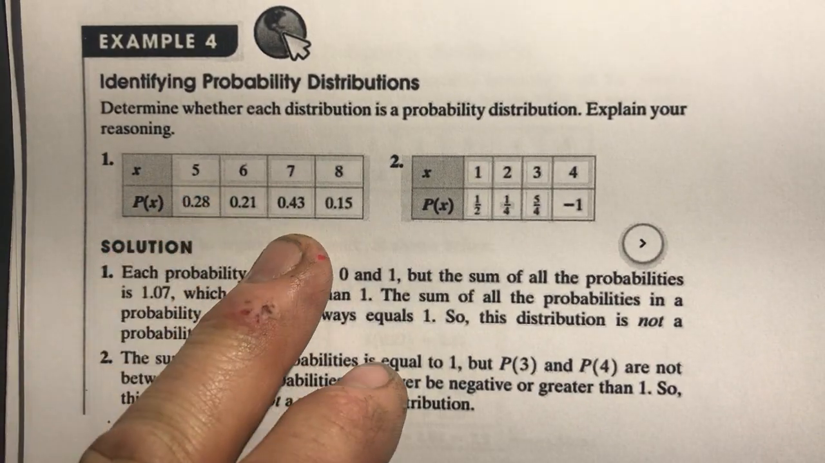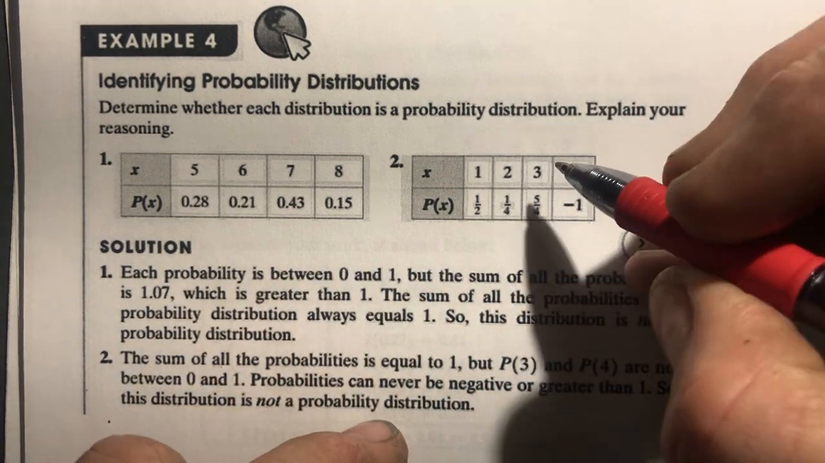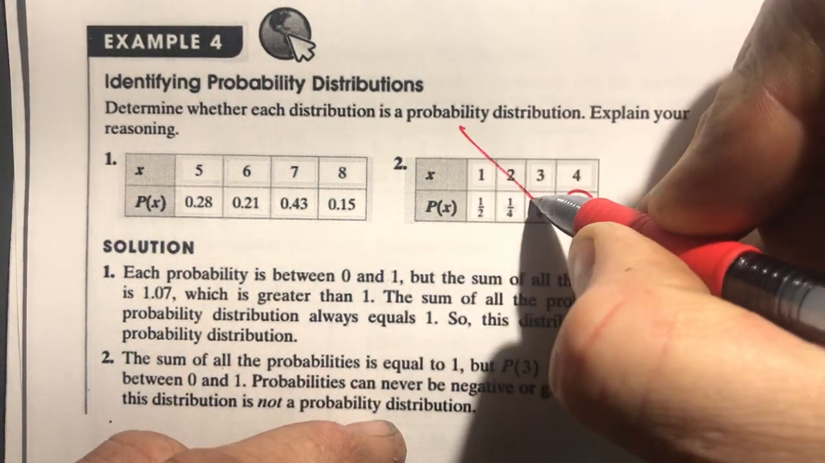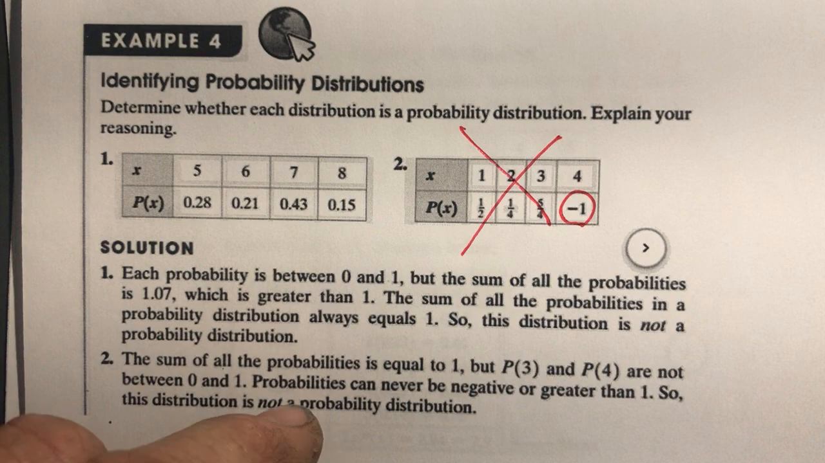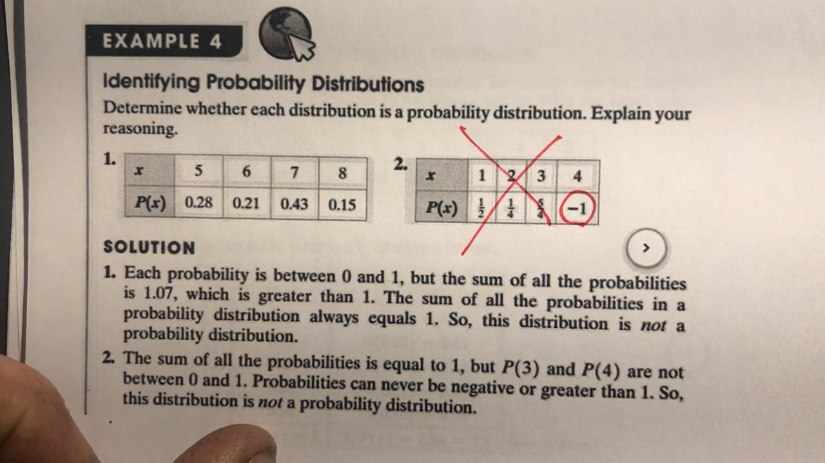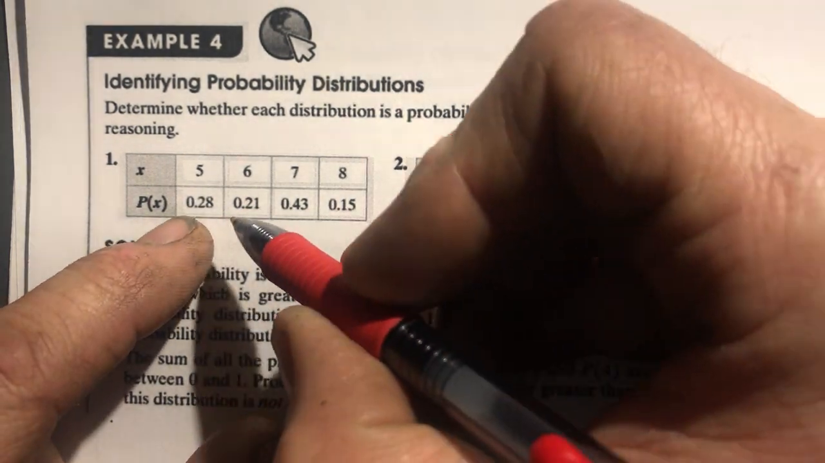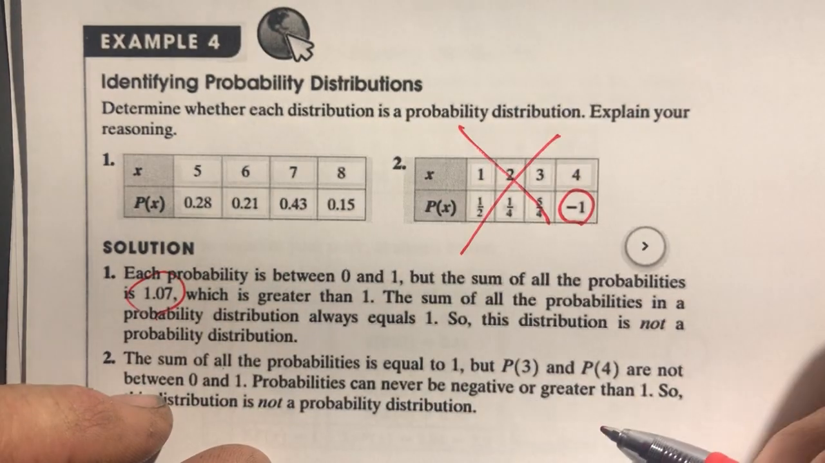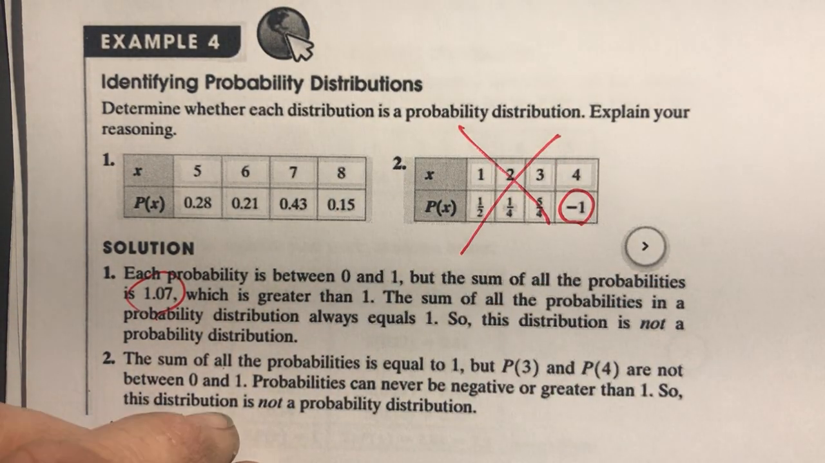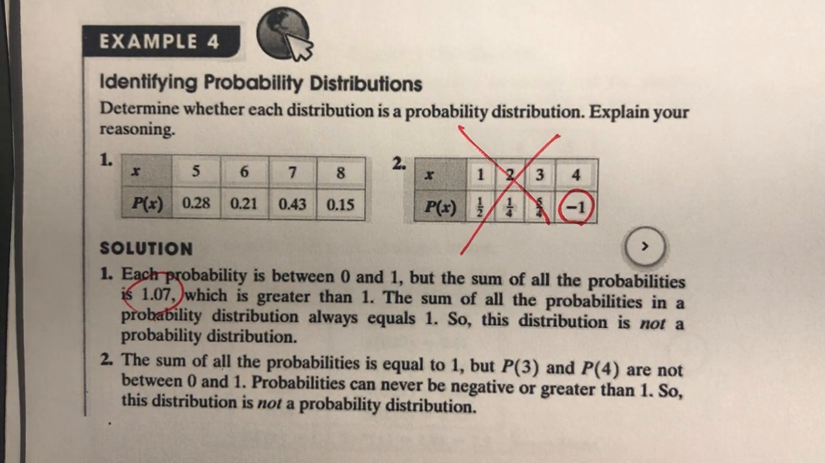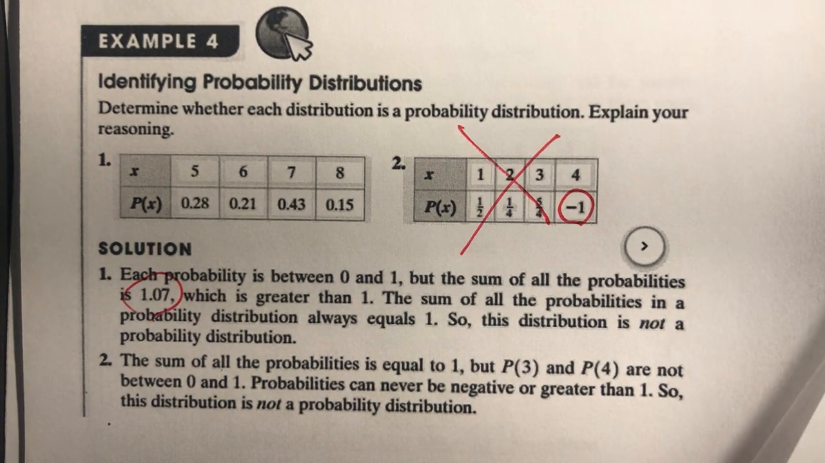What about these? Are these probability distributions? Well, I noticed right off this one's not, because there's a -1. That one's not. Now if I add these up, according to this, it adds up to 1.07. So it's not, because it adds up to more than 1. It does not equal 1. It has to equal 1 to be a probability distribution.